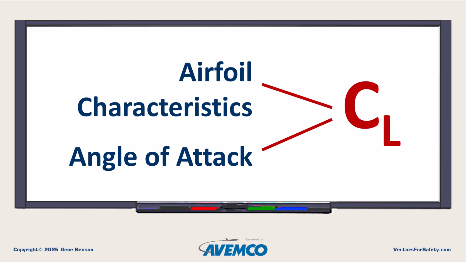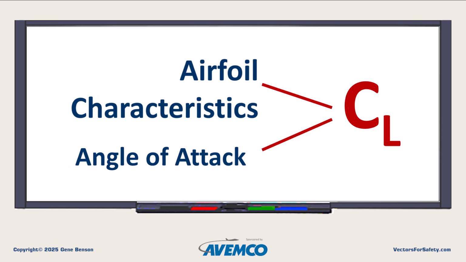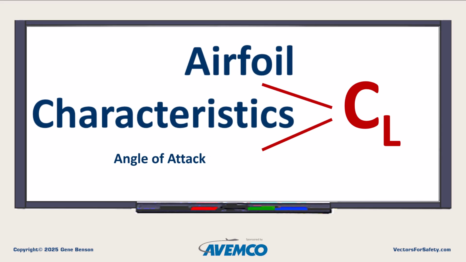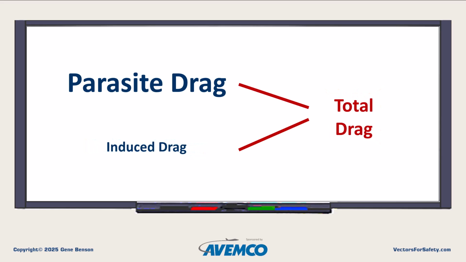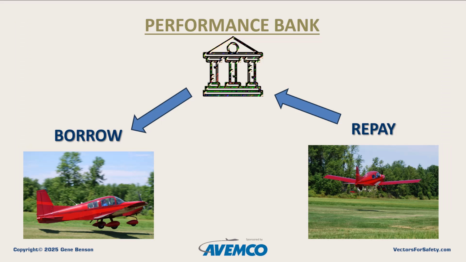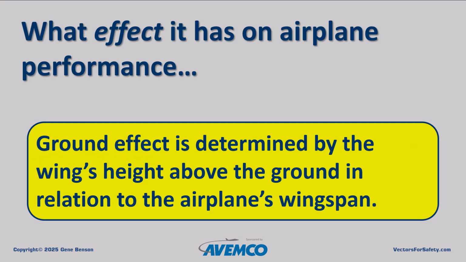In technical terms, the same coefficient of lift is produced with a slightly lower angle of attack. The decreased angle of attack yields a decrease in the amount of induced drag produced. We can think of this as borrowed performance, that is repaid when the airplane climbs out of ground effect. Ground effect is determined by the wing's height above the ground in relation to the airplane's wingspan.